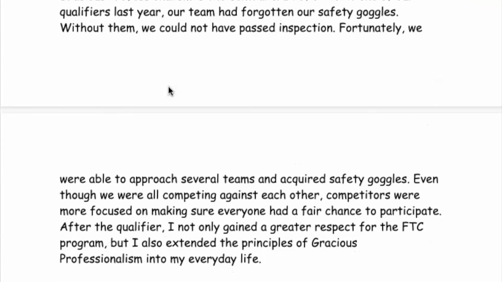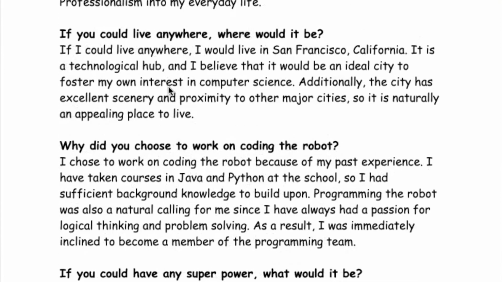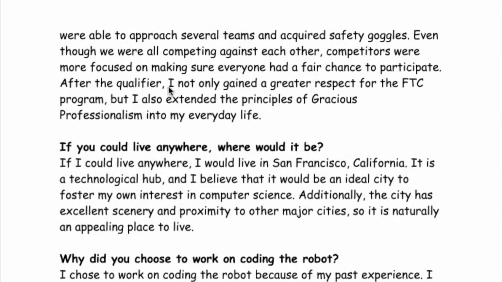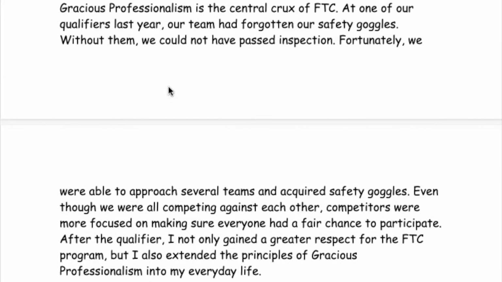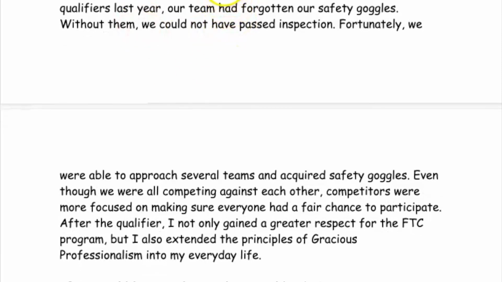Now we added some unique questions. You don't have to use these same exact questions, but these are questions that are specific to the person, just to get a little bit on their side outside of robotics. One of the first questions is, what is your story of gracious professionalism? This is one of the key principles and values of FTC, and just a good example of this is fine.